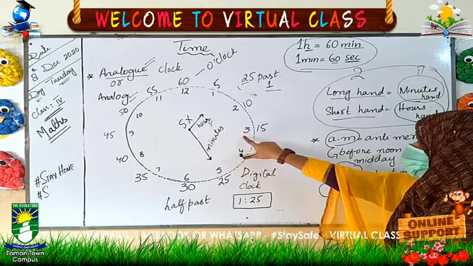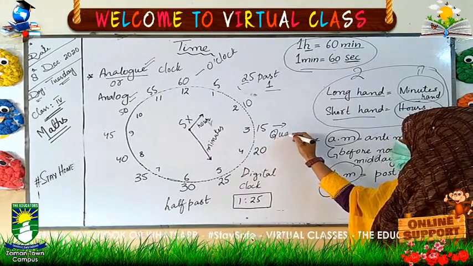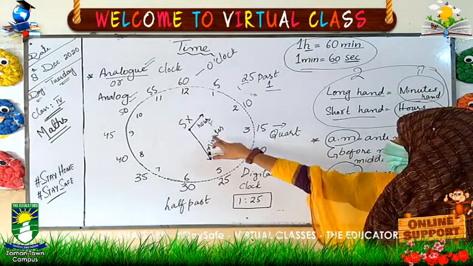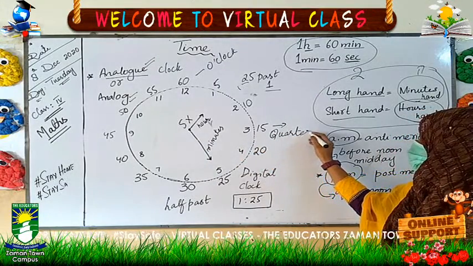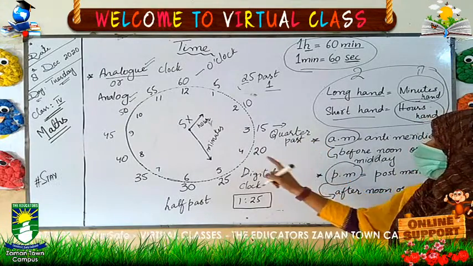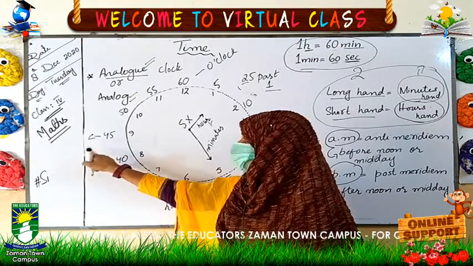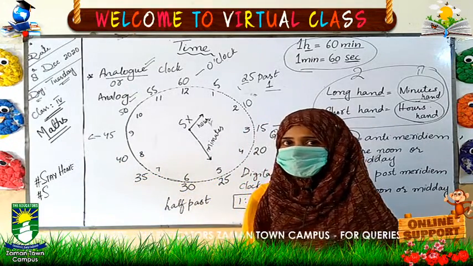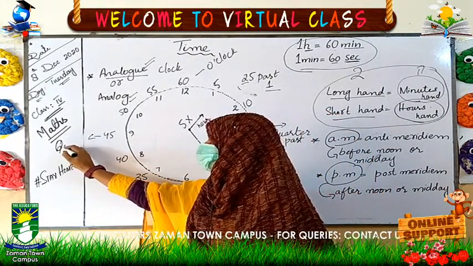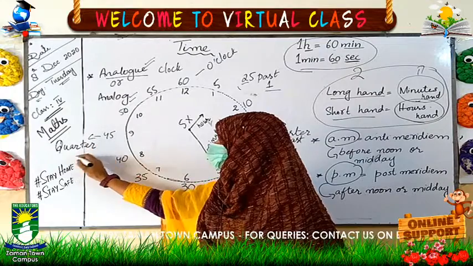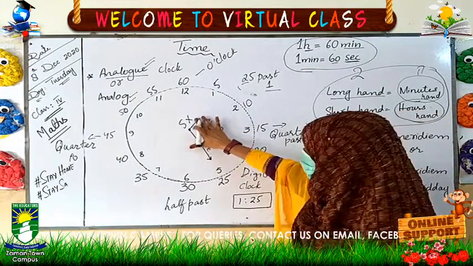But if there is a quarter, this is quarter past. If your clock's hand is here on 3, we say quarter past. And if it is on 9, it means 45 minutes have passed. So we can say 45 minutes, either past or to, but we can also say quarter to. Quarter to. Suppose there is a time.